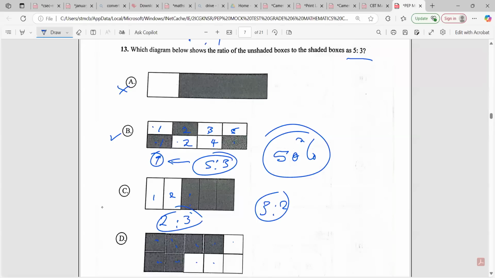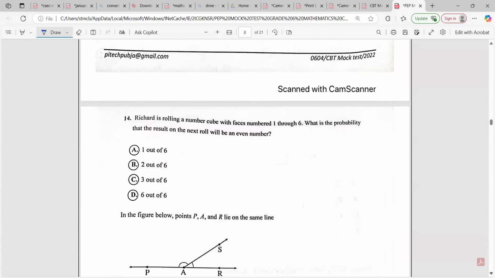And with this one now, we have 1, 2, 3, 4, 5, 6. 6 shaded and 4. So when you break this down, it's 3 to 2, right? So the best option is B, just like what Tumani, Fatima, and the others say. All right.